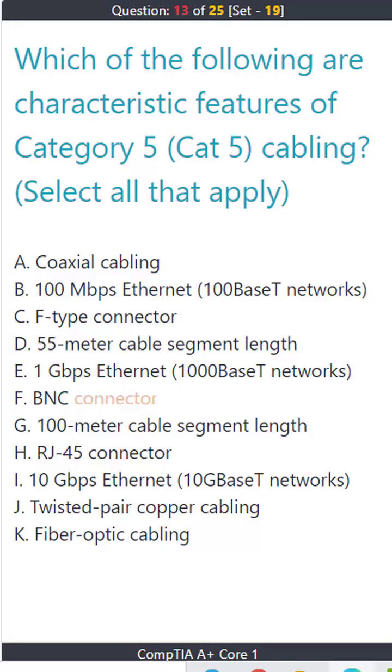F. BNC connector. G. 100 meter cable segment length. H. RJ45 connector. I. 10 Gbps Ethernet, 10GBASE-T networks. J. Twisted pair copper cabling. K. Fiber optic cabling.